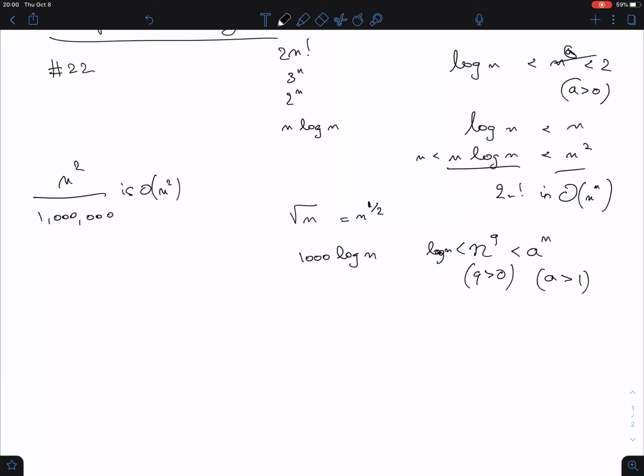Because why? Because any constant, and what's the constant here? 1 over a million times n squared, right? You can think of this as the constant. So we can ignore that constant. So where does n squared go? Well, that's why I drew this picture here. So n squared goes there.